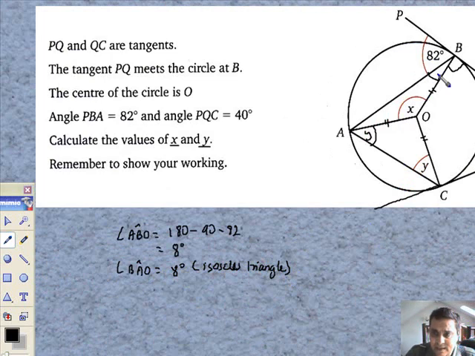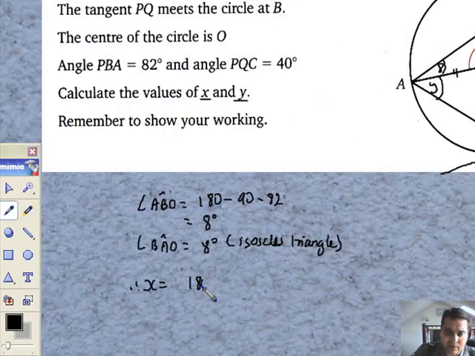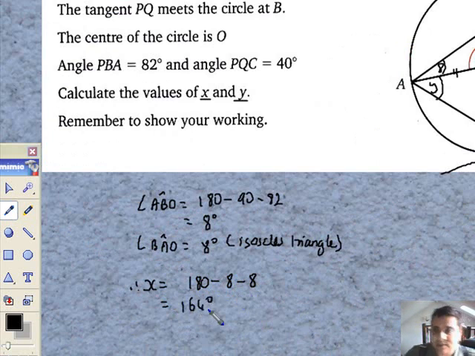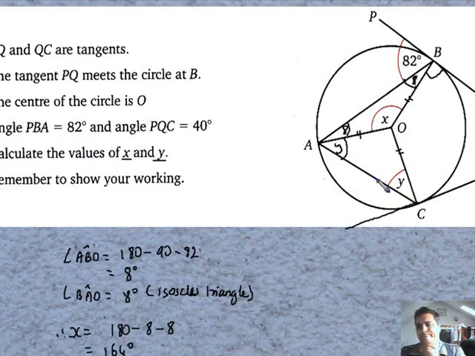So that's an 8, try and put it in, and that's also an 8. 8 and 8 is 16, I've got X straight away. Therefore X is going to be 180, take away 8, take away the other 8, and that's the leftovers for X. It's a very obtuse angle. So 180, take away 16, leaves me with 164 degrees, and that's that. Now what about this Y thing? Okay, that's 164. I better write it in straight away.